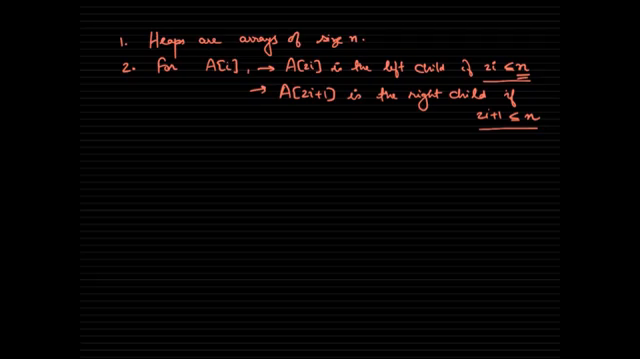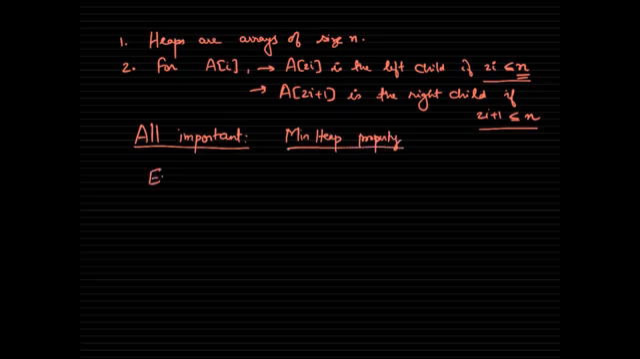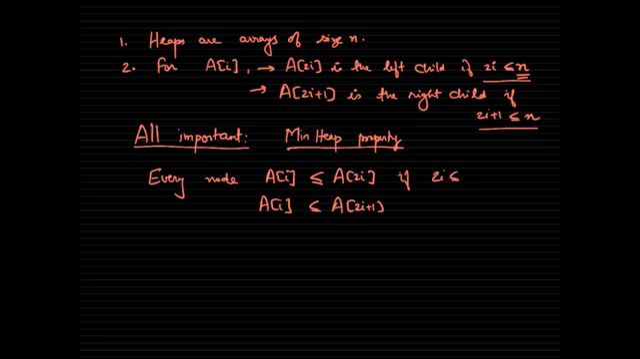All right, so this is what we know about a heap. Now is the all-important property, and we will call this the min heap property. It's really simple. The min heap property says that for every node, A of i is less than or equal to A of 2i, and A of i is less than or equal to A of 2i plus 1, if 2i is less than or equal to n, and if 2i plus 1 is less than or equal to n.